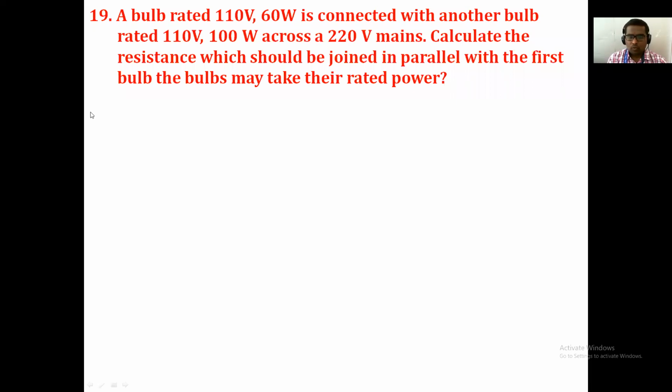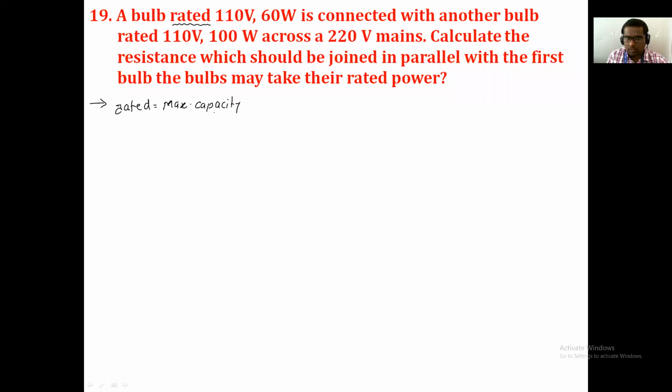Okay, now see that this one example. So you just have that attention here. I will try to solve this example. If you try to read this numerical very carefully, then you will get that one thing: a bulb rated. Now what is the meaning of this rated? The rated, the meaning of this word is nothing but the maximum capacity.